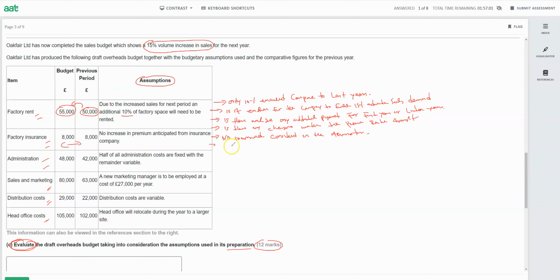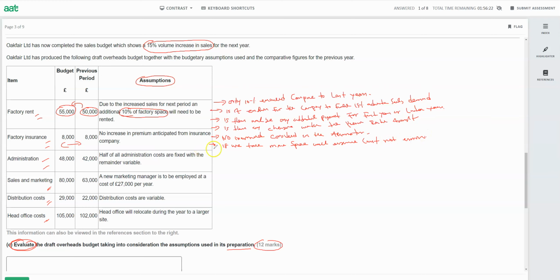Then the next question we are saying, if we take 10% more space, the insurance should also increase, because if we now have more space, the insurance cost should increase. So we need to raise this question. So we say, if we take more space, will insurance cost not increase? So asking this question.